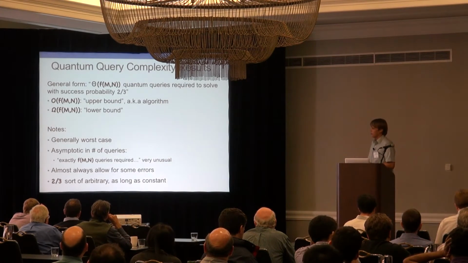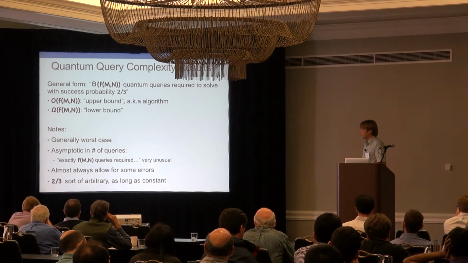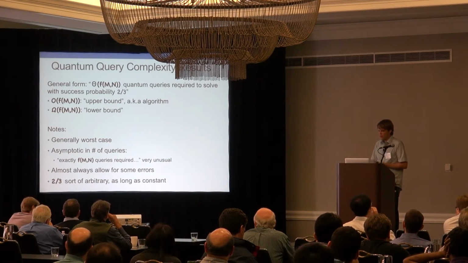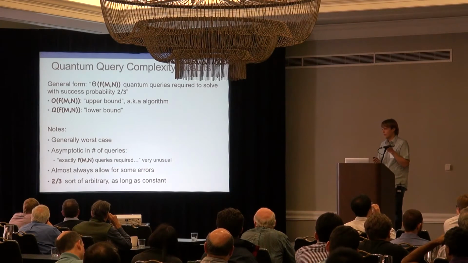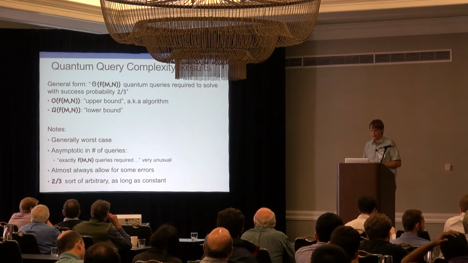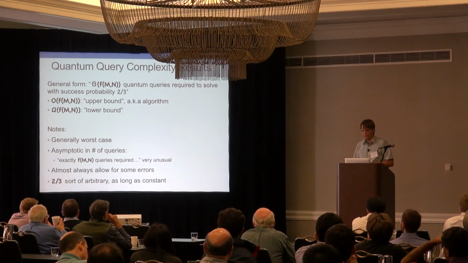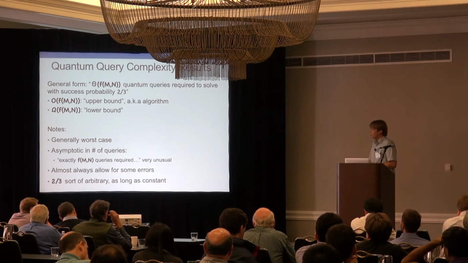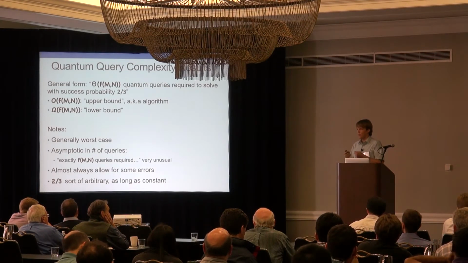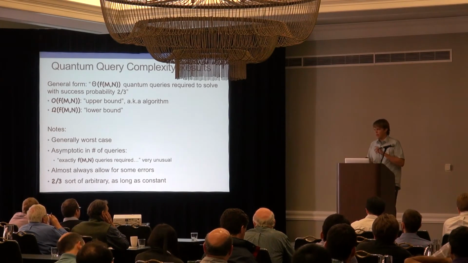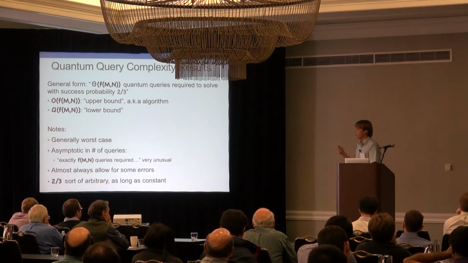Just some notes. Generally, these existing quantum query complexity results are worst case. They're generally asymptotic in the number of queries, in the sense that if you have a matching upper and lower bound, there's usually at least a constant gap between them. It's very unusual to have an exact number of quantum queries that are required. We almost always allow some errors. We don't normally ask for probability 1 for solving the problem. And this constant 2/3 in the success probability is somewhat arbitrary. You can really pick any constant you want, because you can always just repeat to boost the success probability. And as long as whatever you replace 2/3 with is a constant, the repetitions just get absorbed by the big O notation.